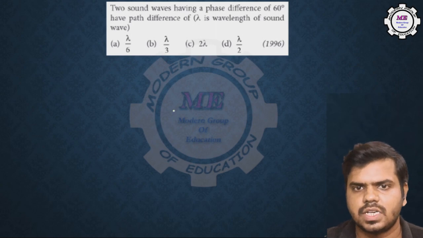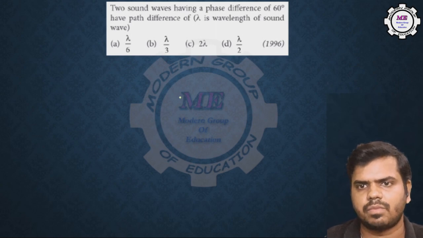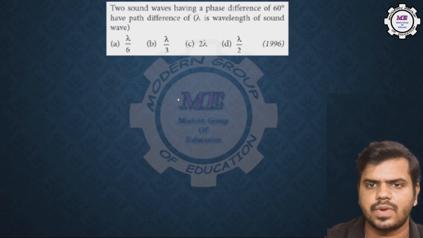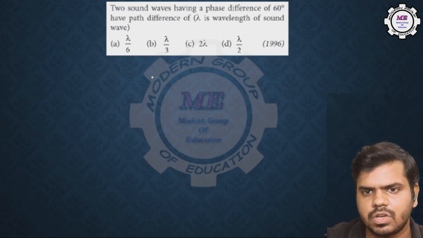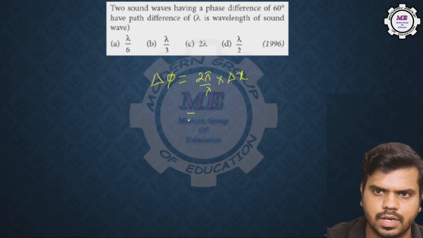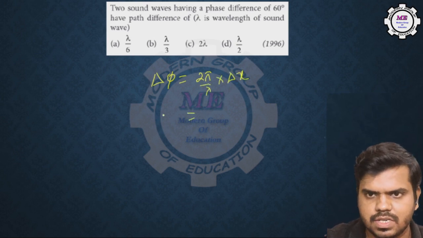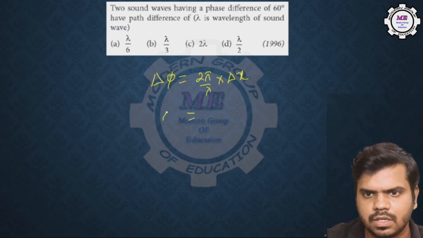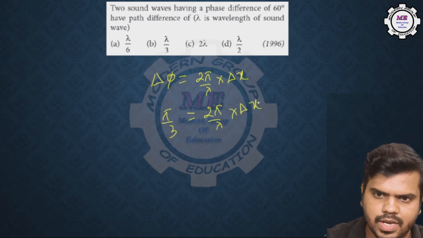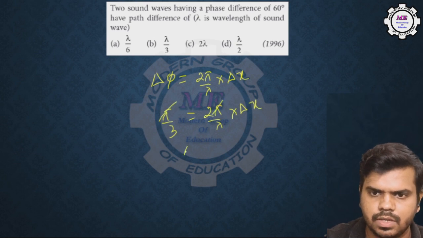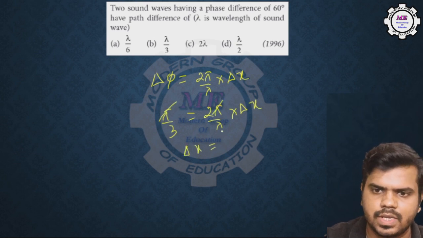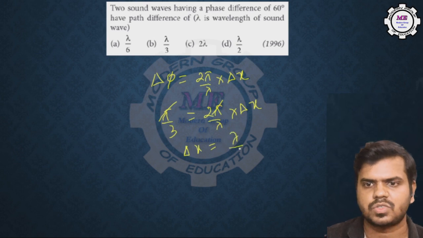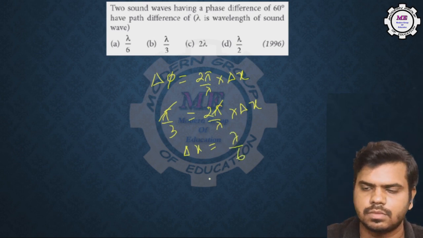Two sound waves having a phase difference of 60 degrees have a path difference of? Lambda is the wavelength of the sound wave. You have to find the path difference. The equation is delta phi equal to 2 pi by lambda into delta x. The phase difference 60 degrees is pi by 3, equal to 2 pi by lambda into path difference. Pi gets cancelled out, so delta x will be lambda by 6. Option A is correct. Clear?